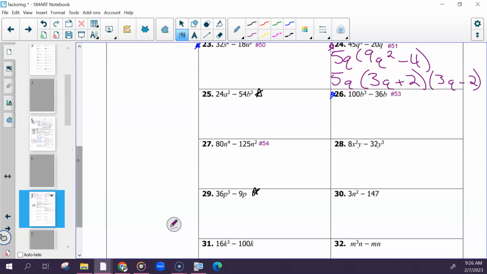You might notice that 1 and 36 are both perfect squares, but are our variable terms perfect squares? No, because they're both odd. One's 1 and one's 3. So we definitely have to take out a GCF.